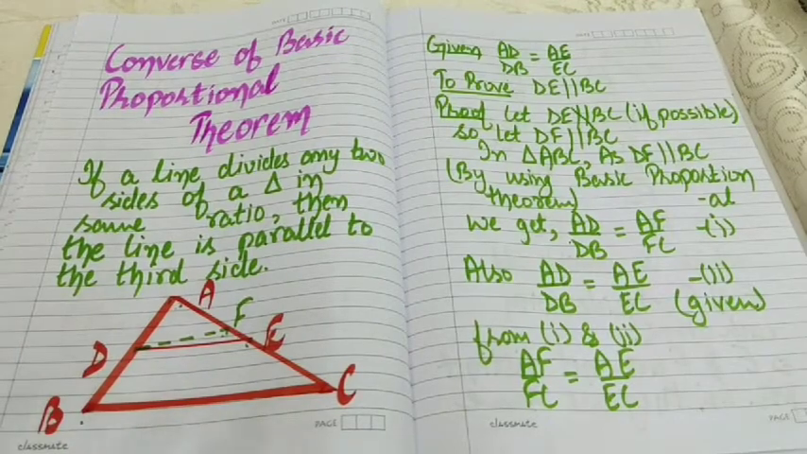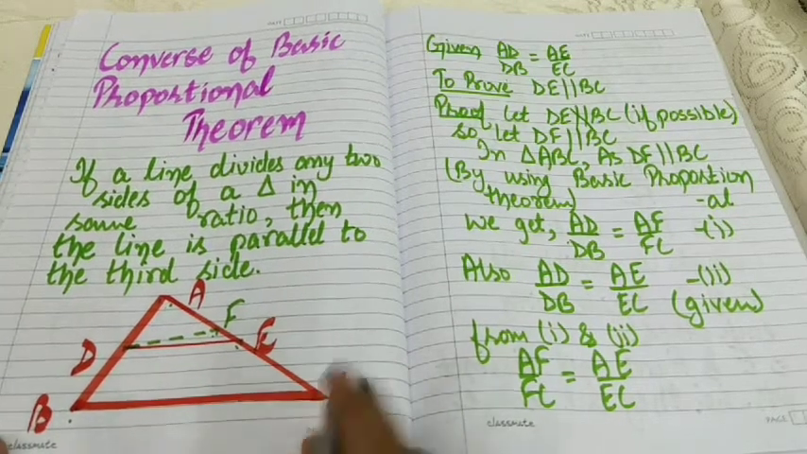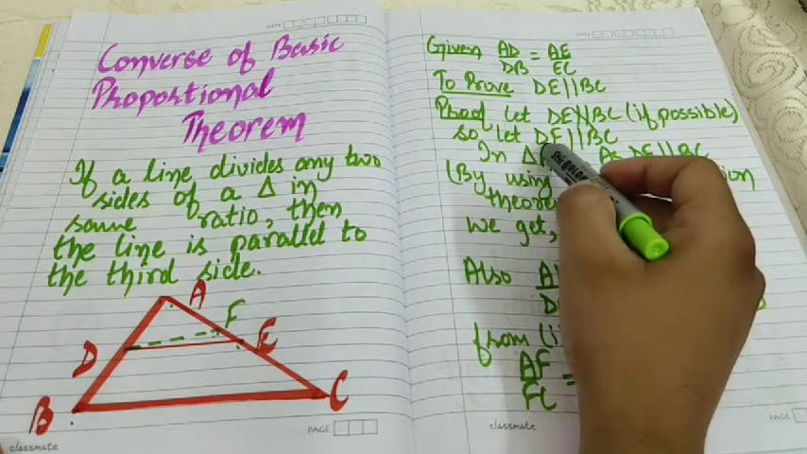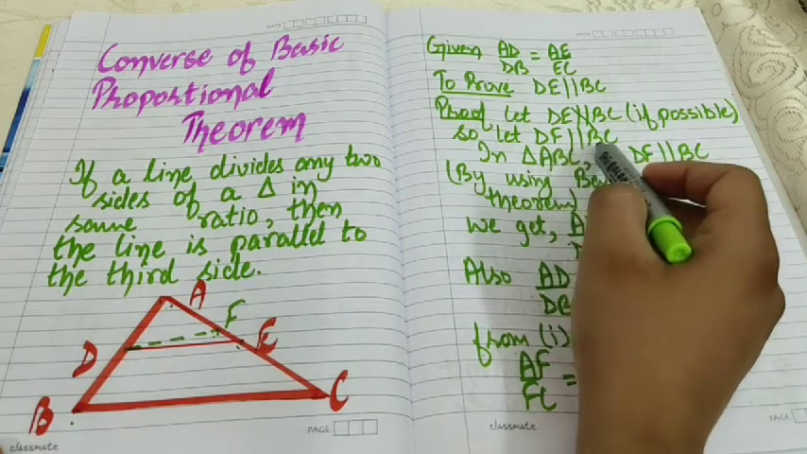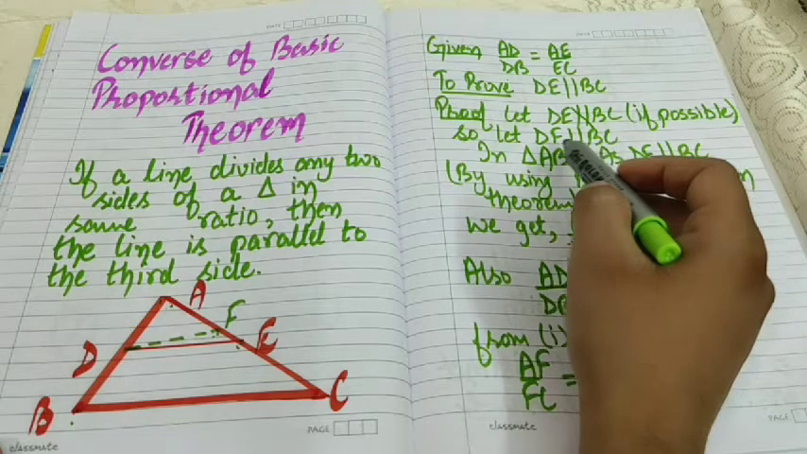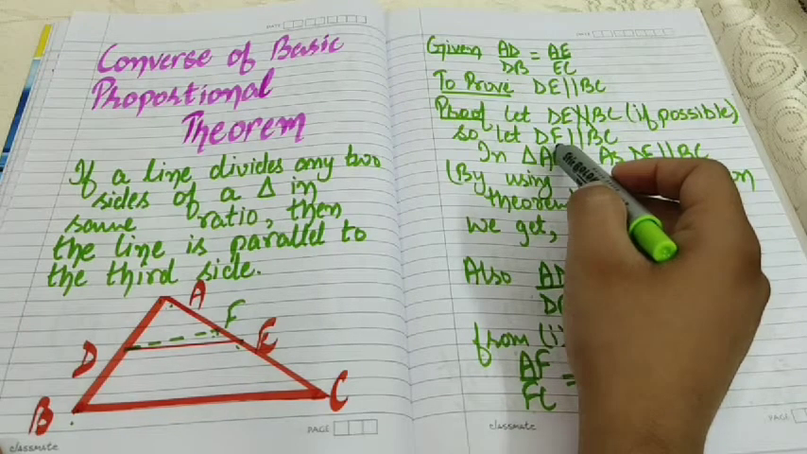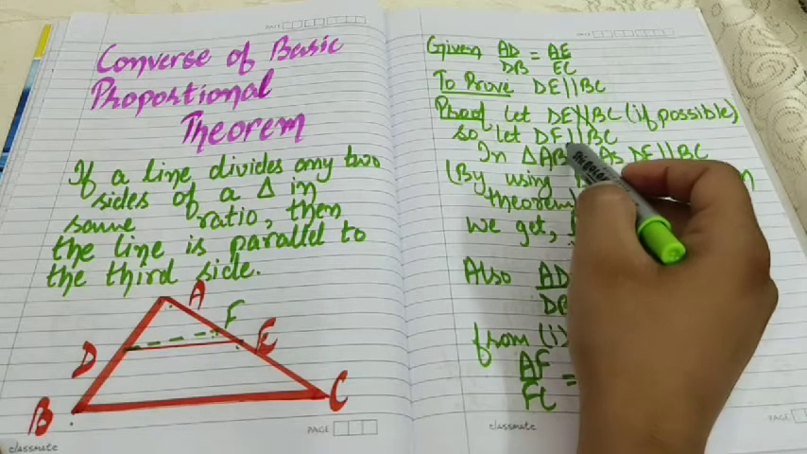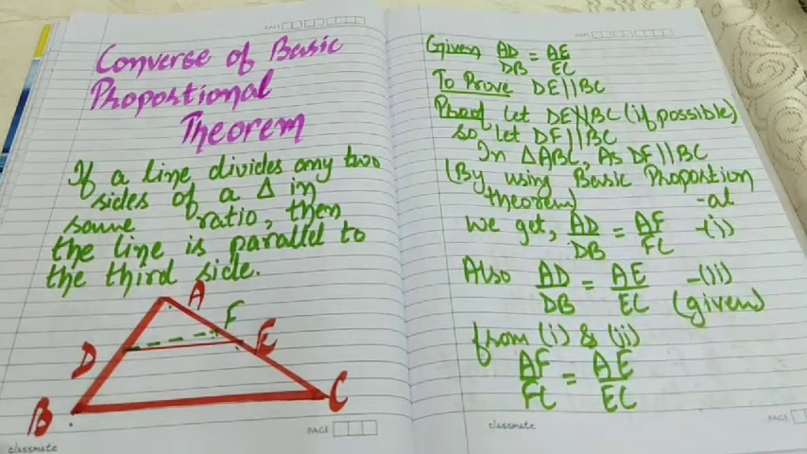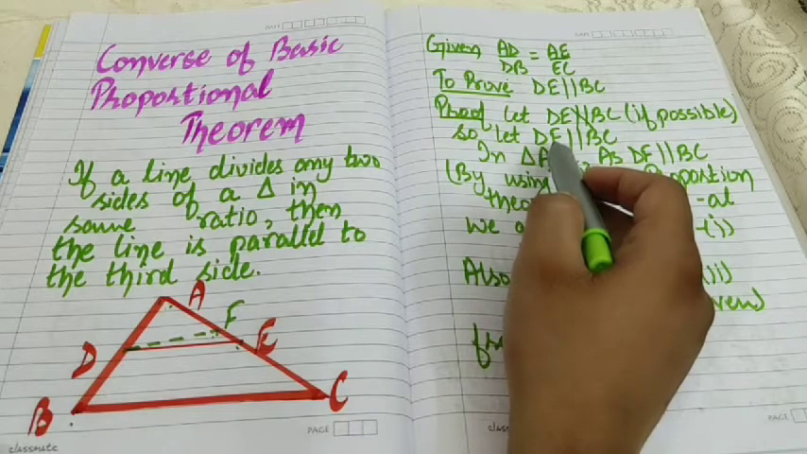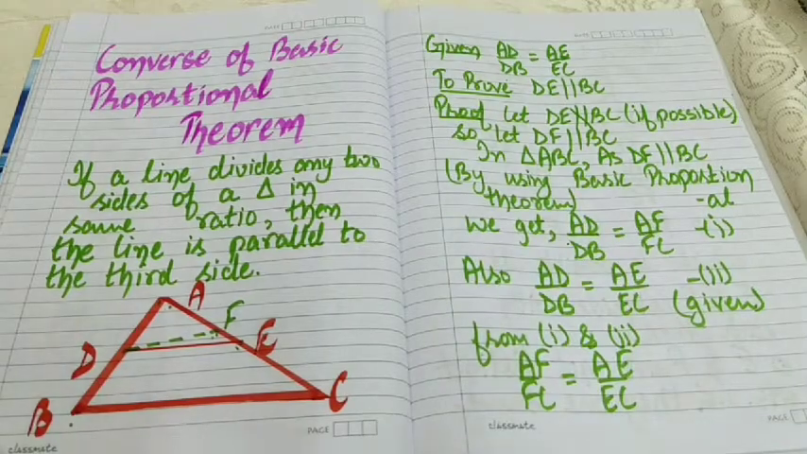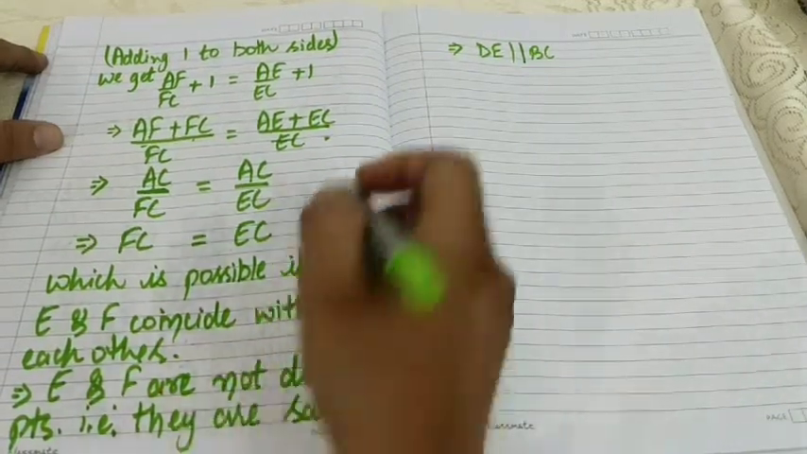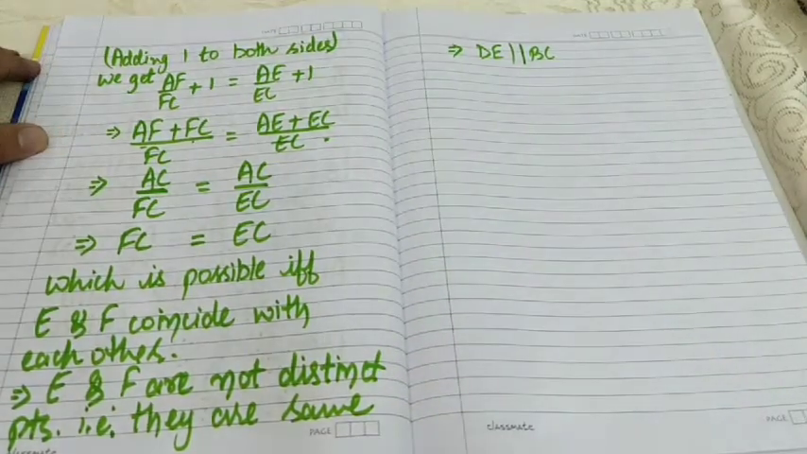Now we have proved that E and F represent the same point, and in the very beginning we considered that DF is parallel to BC, but now F and E are the same point, so we can replace F by E. So we can even make the statement that DE is parallel to BC. Since E and F are the same points, we can replace F by E. So we concluded that DE is parallel to BC.